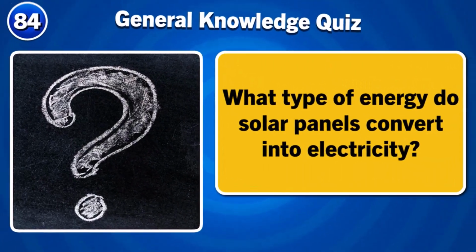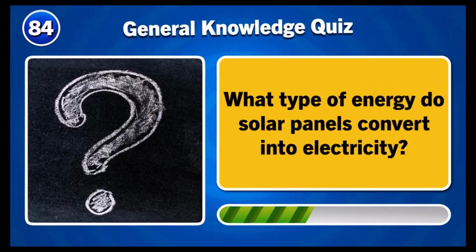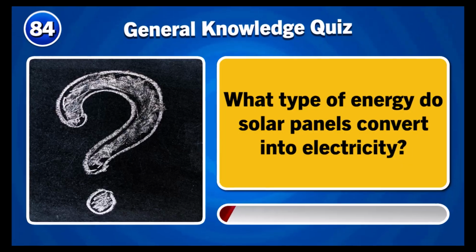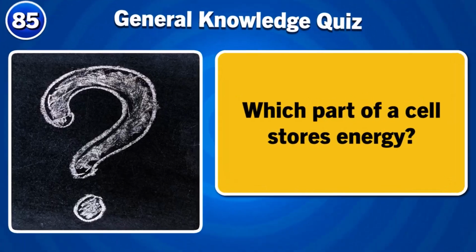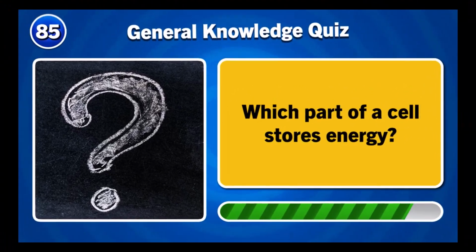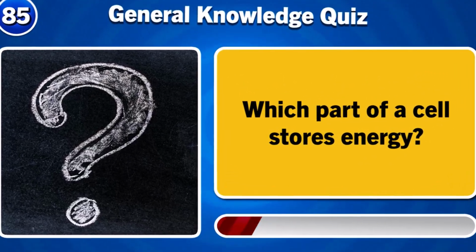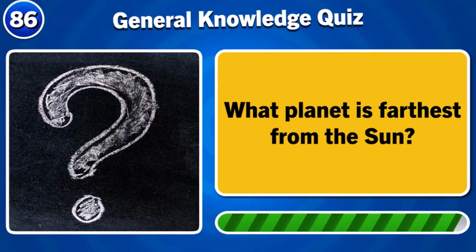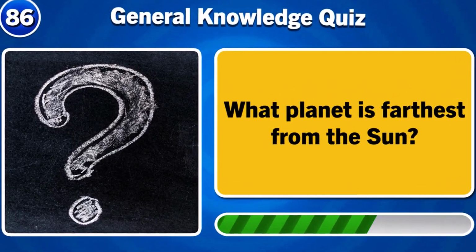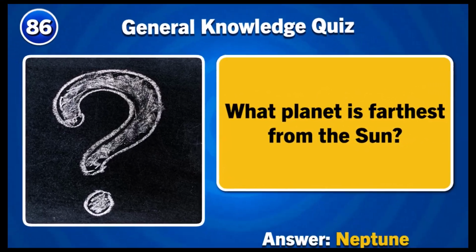What type of energy do solar panels convert into electricity? Solar energy. What part of the cell stores energy? Mitochondria. What planet is furthest from the Sun? Neptune.